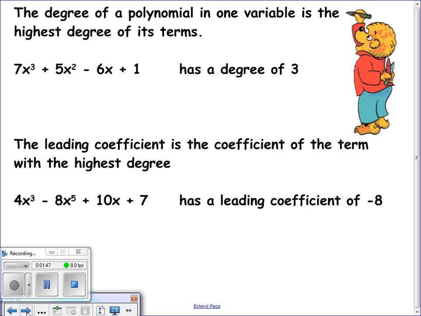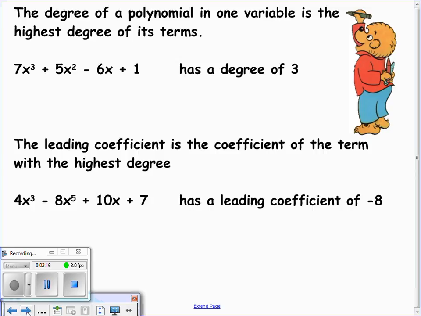All right. So the highest degree of a polynomial in one variable is the highest degree of its terms, which we already know. In this example, how many terms does this have? It has 4 terms, 1, 2, 3, 4. It has a degree of 3 because the highest exponent is 3. The leading coefficient is the coefficient of the term with the highest degree.